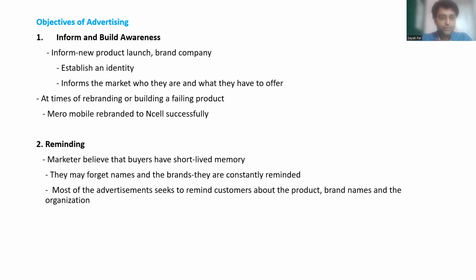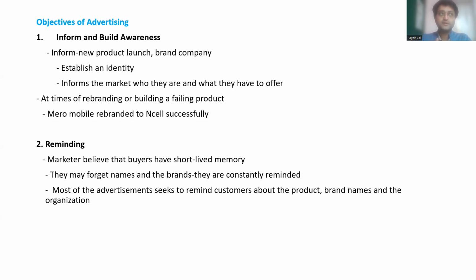Now, let us see the pointers which have been listed here. Inform new product launch, brand, and company. Whenever you are launching a new product in the market, if people do not know about the product, how they are going to use it, what the USPs of the product are, I hope you all know that the full form of USP is unique selling proposition. If the features of that particular product are not known, if the competitive advantage is not known.